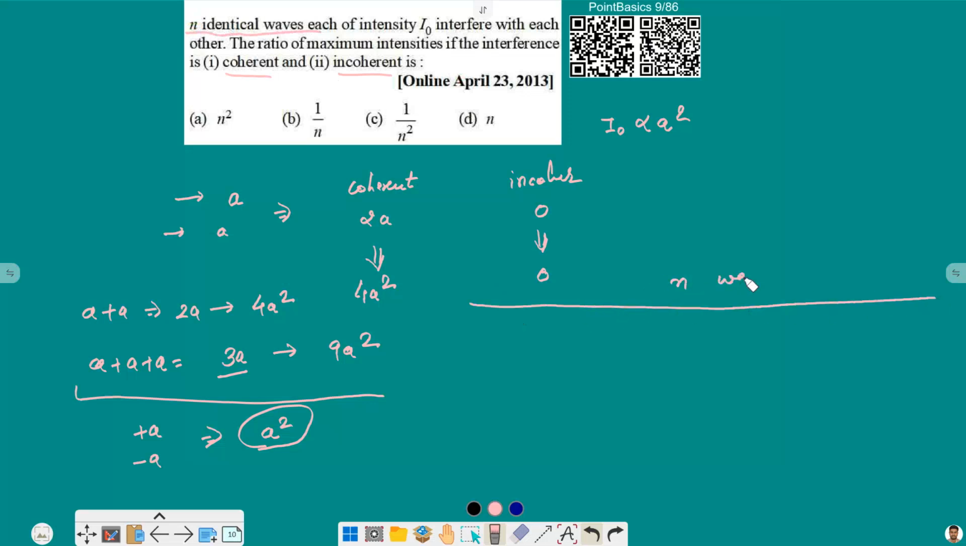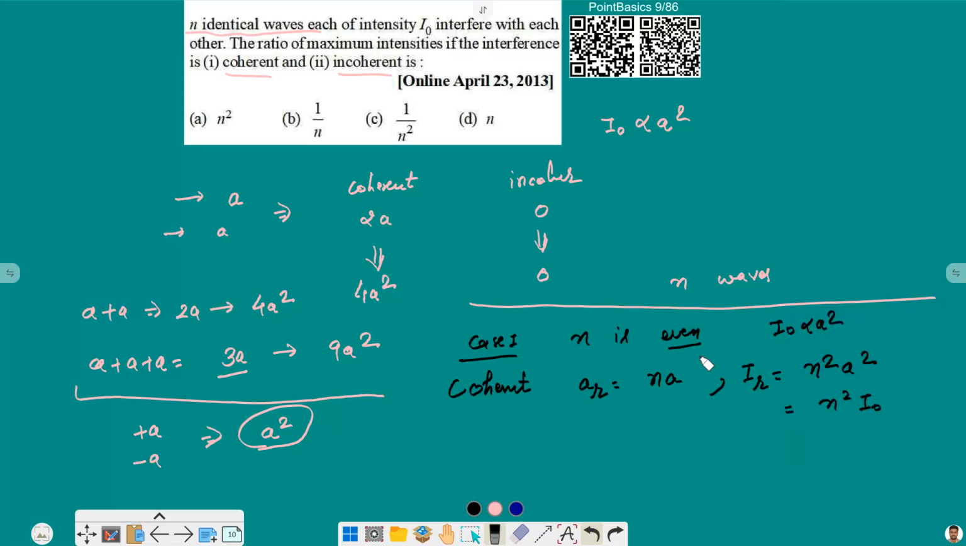So here we are adding n identical waves, and assuming case 1, that n is an even number, then for coherent addition, the resultant amplitude will be n times A and the resultant intensity will be n square times A square, and that will be basically n square times I node, because I node is proportional to A square.